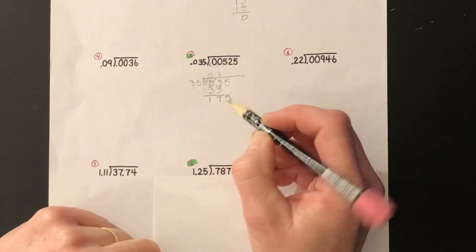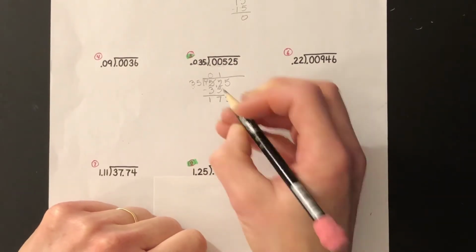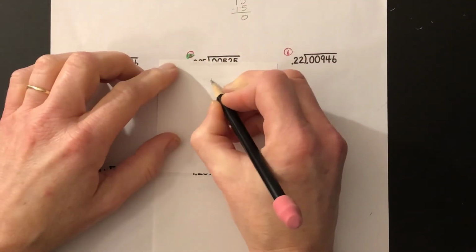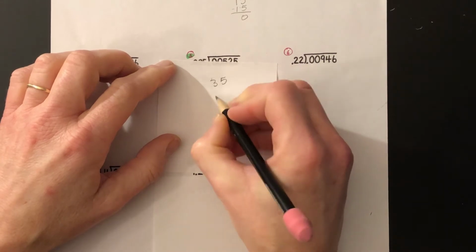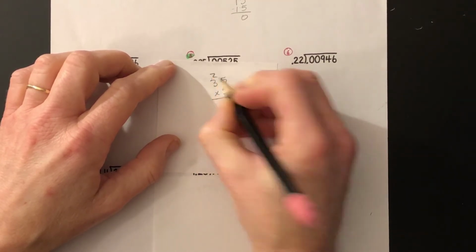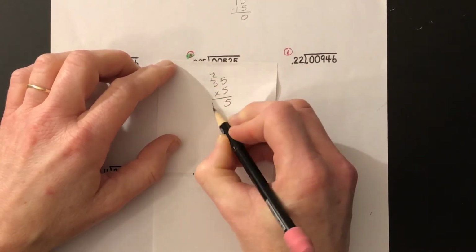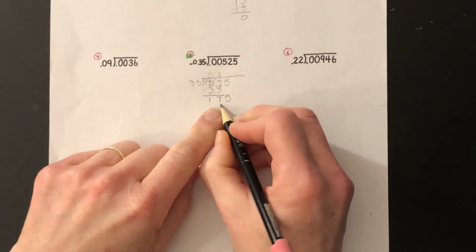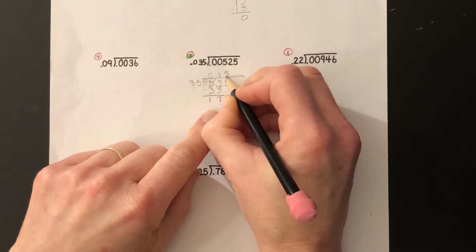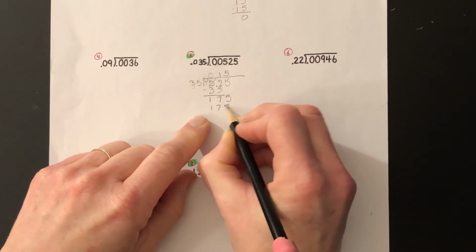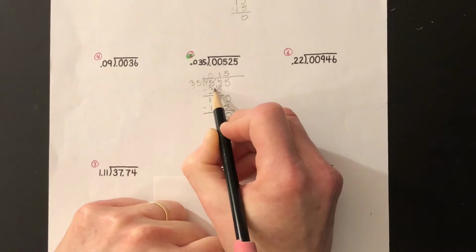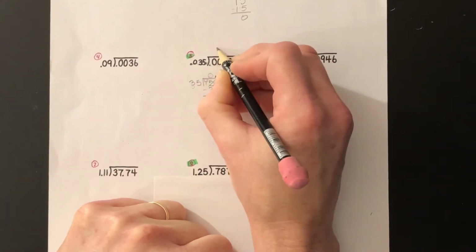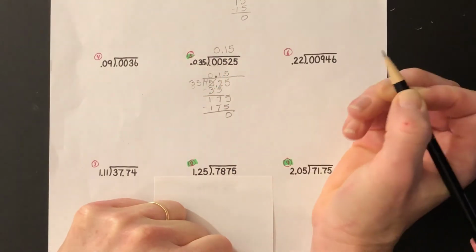I'm going to say 5. I'm going to try 5. 35 times 5. 15, 60, 100. Oh, yeah, 175. Perfect. 35 goes into 175 5 times. Bring up my decimal, 0.15. That's my answer. 0 and 15 hundredths.